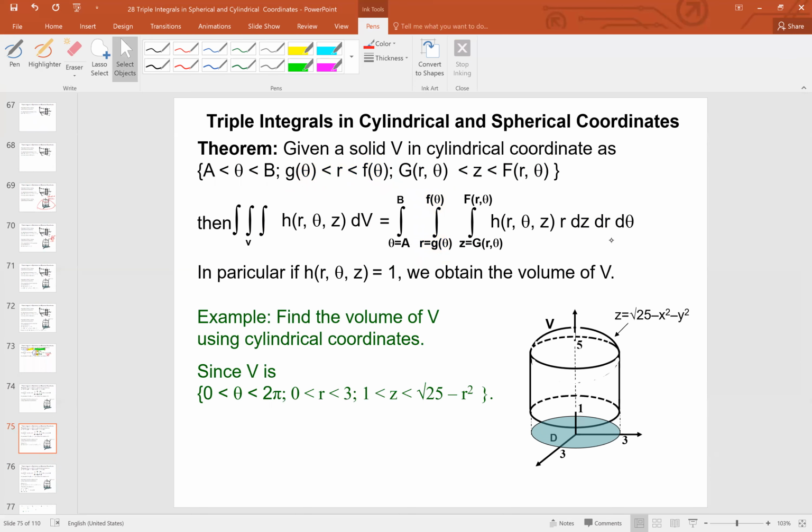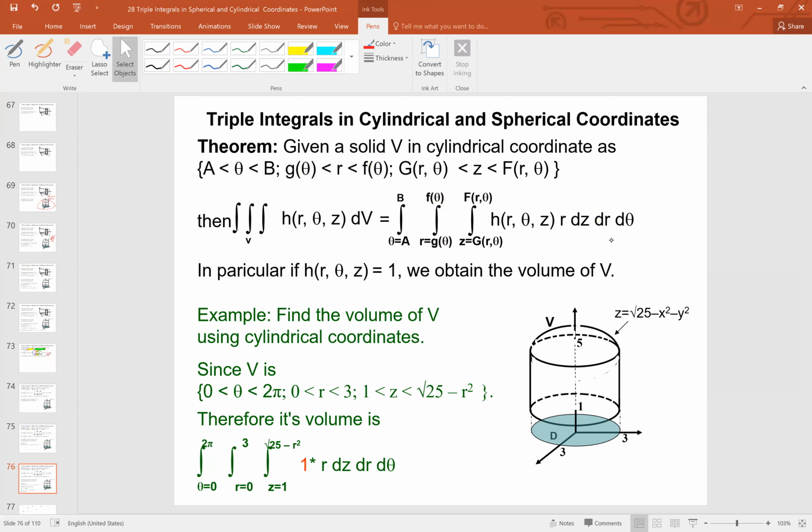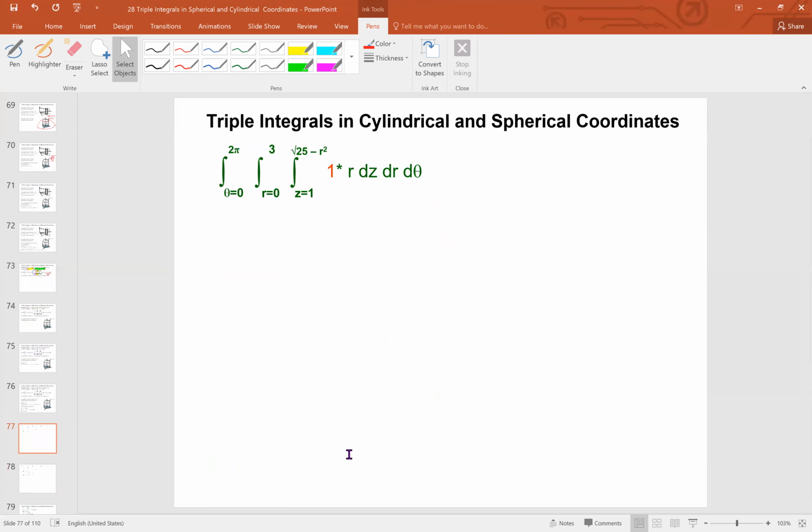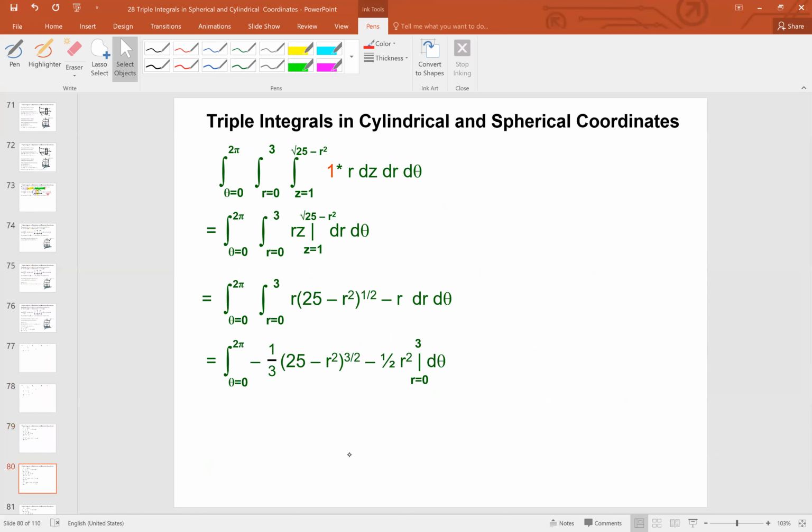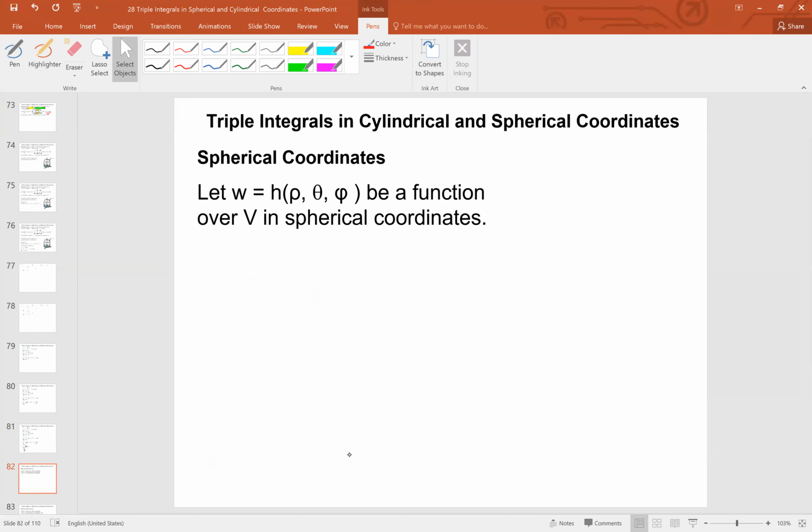So for the last one, this is how we set it up. And if I integrate over 1, then r dz dr d theta is the dv. So integrate over dv, you get the entire volume. And here are the calculations. I won't bore you with it.